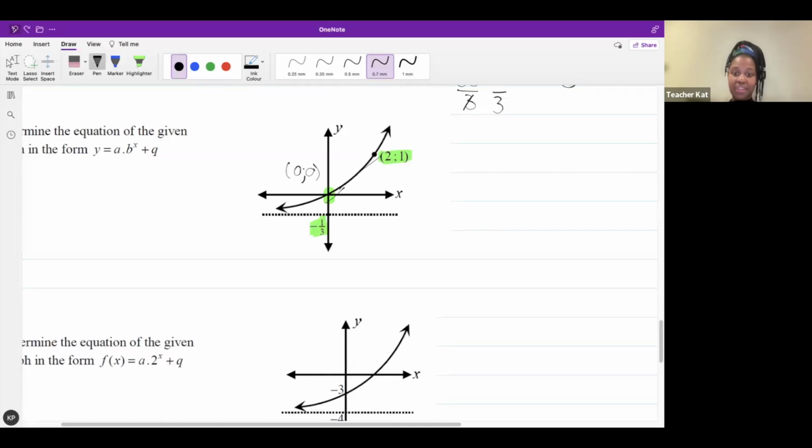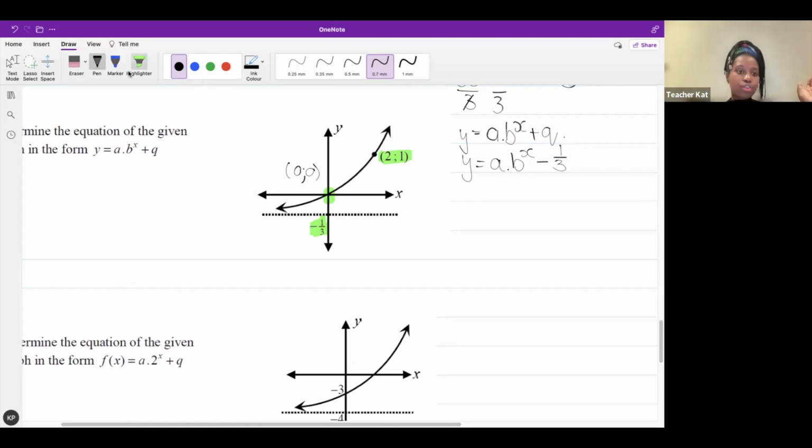Let's start substituting, and then you guys will see why we needed 3 points instead of 2. So my equation is y is equal to a times b to the power of x plus q. Let's substitute the q. What is q in this case for this graph? There we go. y is equal to a times b to the power of x minus a third. Great, that's out the way.